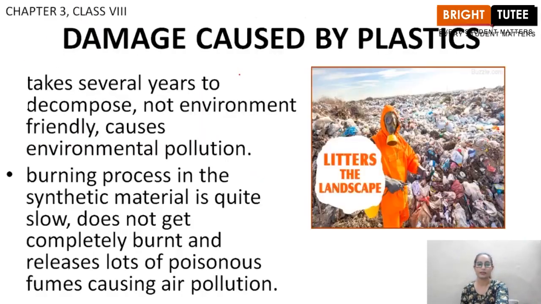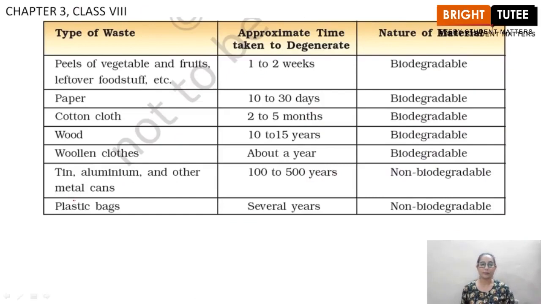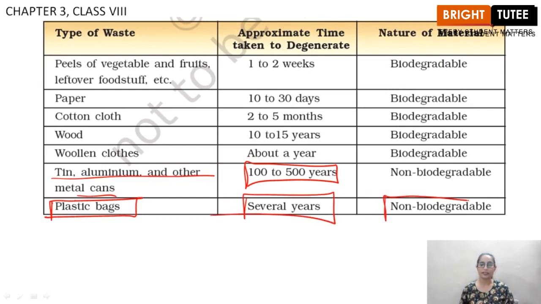So basically, let us look at this table. Plastic bags. Now tin, aluminium and other metal cans take about 100 to 500 years to get decomposed. But plastic bags take even more time than that. So they are perfectly non-biodegradable and hence very harmful to our environment.